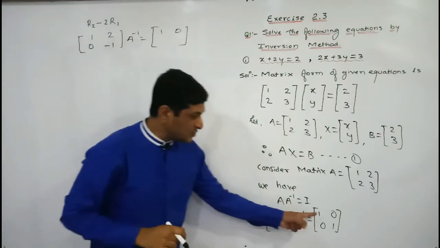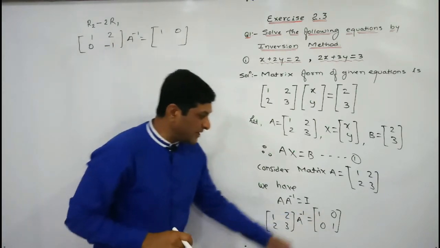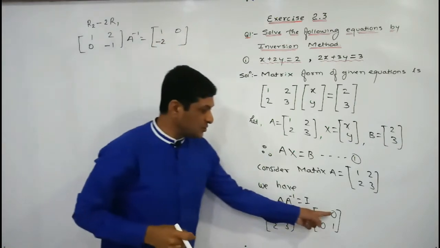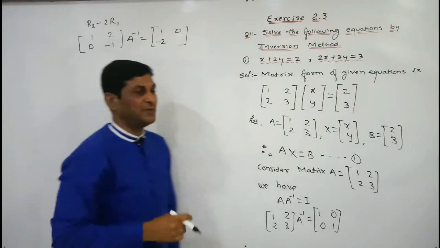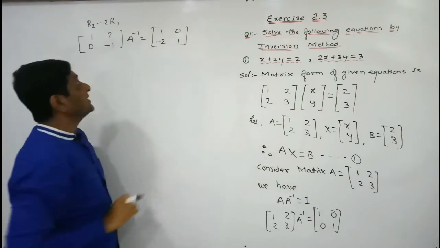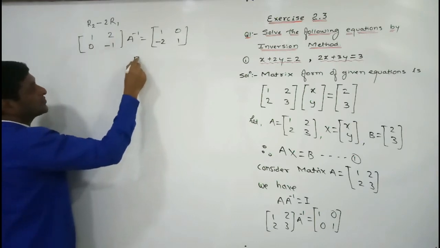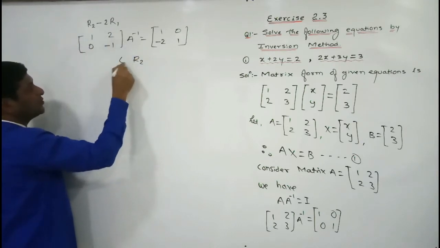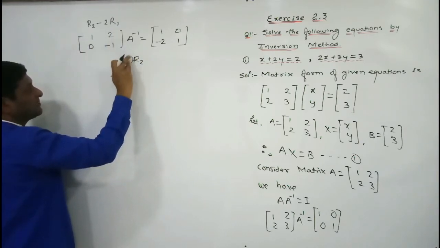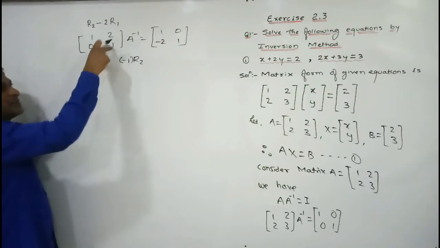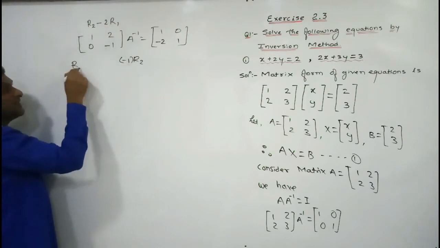Multiply by minus 2, 1 into minus 2 is minus 2. Minus 2 plus 0 is minus 2. Multiply by minus 2, we get 0. 0 plus 1 will be equal to what? 1. So the next step is to get plus 1 here. That's why I'm multiplying the elements of R2 by minus 1, isn't it? R2 by what? Minus 1. And using this minus 1, let us try to convert this element also into 0.